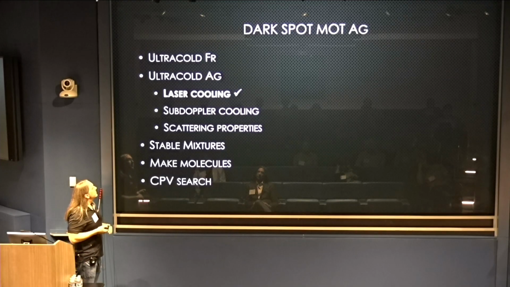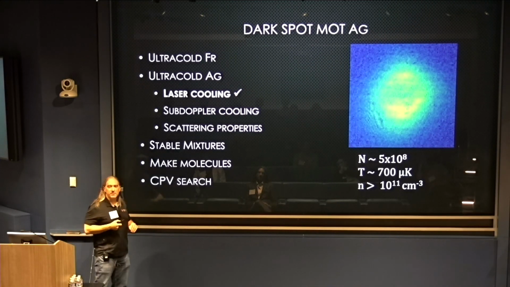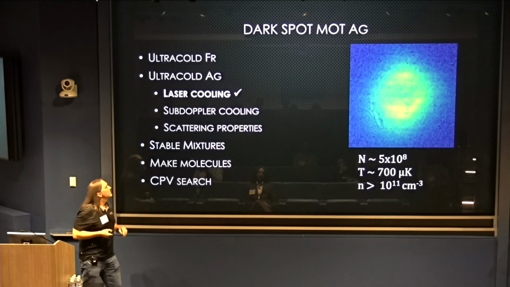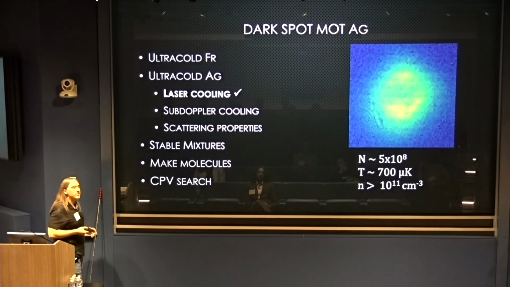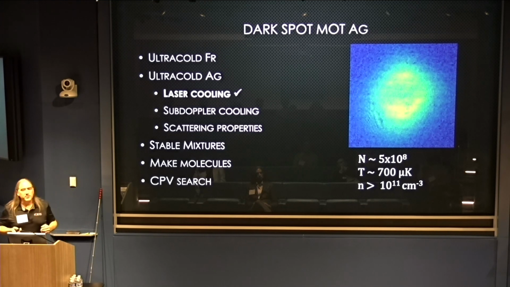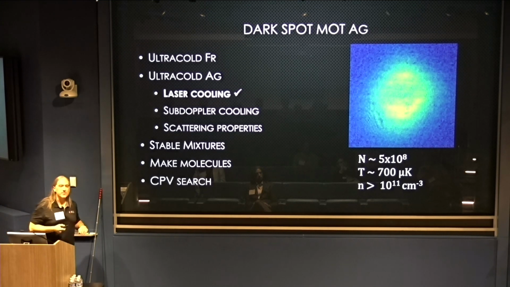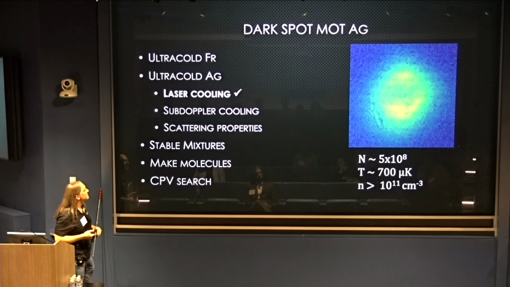Silver was magneto-optically trapped once 20 years ago, and now a second time at Chicago. This is a nice picture of a silver dark spot MOT. We get nice parameters for both number and density. Temperature is high, but the atomic structure of silver would make you think, yep, it's going to be hot.